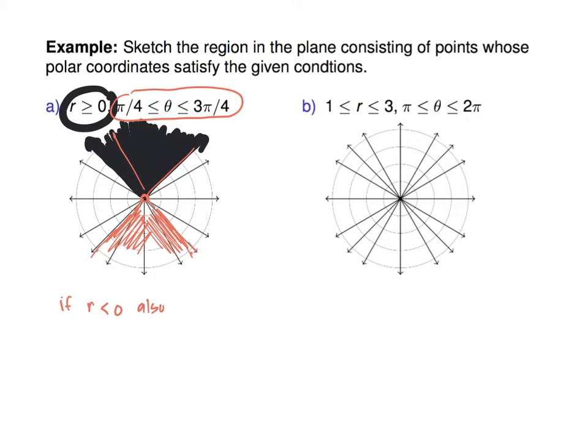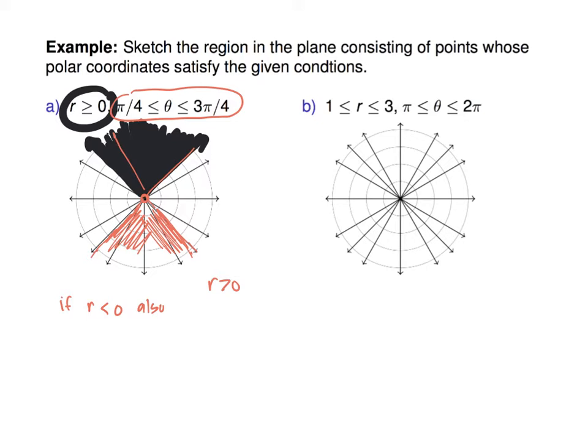Does that make sense? But if you just had r bigger than 0 only, that just means that this one little point right there, the origin or the pole, isn't included. Does that make sense? Because everything else is a positive r, right? Your r is only 0 if you're at the origin. Otherwise, your r is never 0, right?